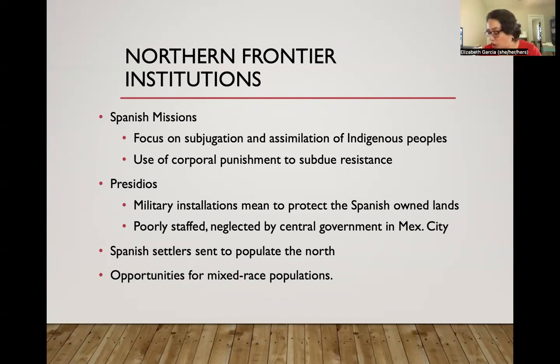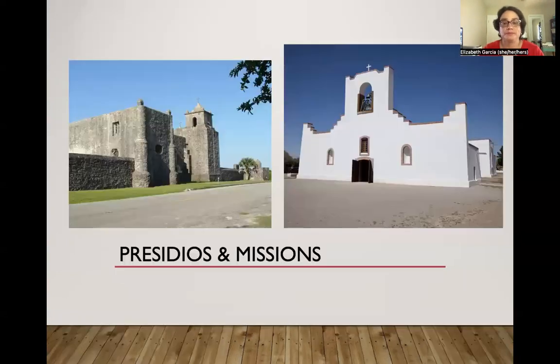The northern frontier also provided opportunities for mixed race populations to gain status and wealth otherwise denied to them in other parts of New Spain, including remaking their racial identities. So they were able to purchase certificates of whiteness so that they could then move to the northern frontier and take advantage of all of these benefits that were being given to new settlers.